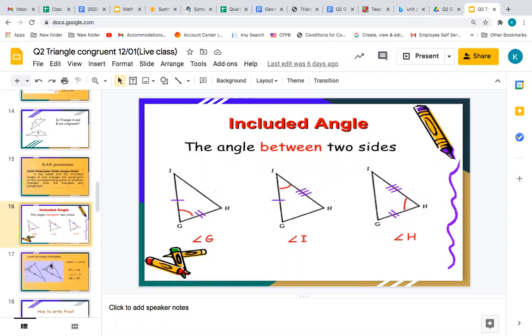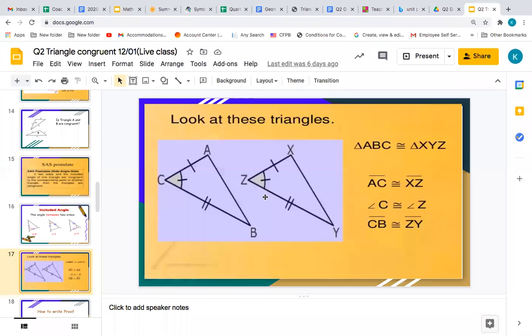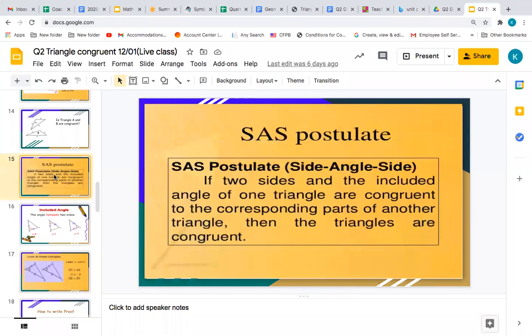All right? So look at these two triangles. Corresponding sides, these two sides are congruent, plus those two sides making an angle, those angles are also congruent, then these two triangles are congruent by the side-angle-side postulate. So you should already know two of the postulates for triangle congruence.